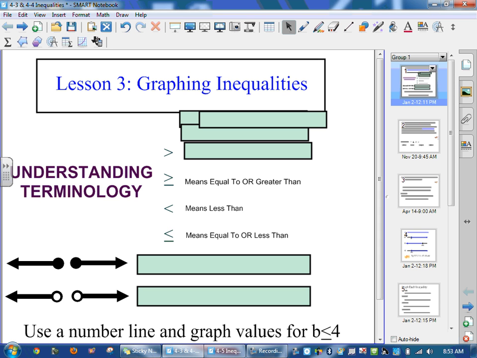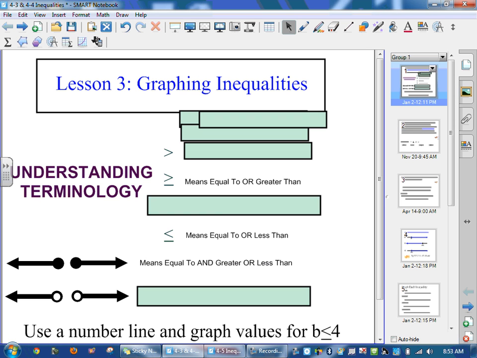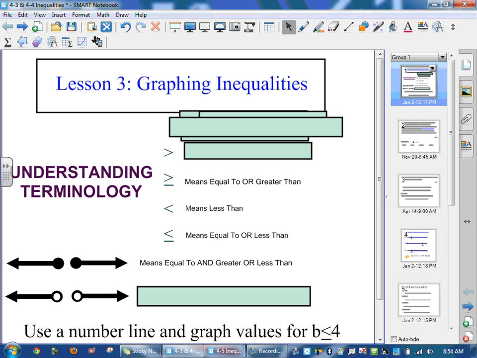If they've got a black dot, it means they have the line underneath the inequality sign, which means the answer can be that number. It can be equal to it. So these ones are less than or equal to, greater than or equal to. Okay, that's what that one means.